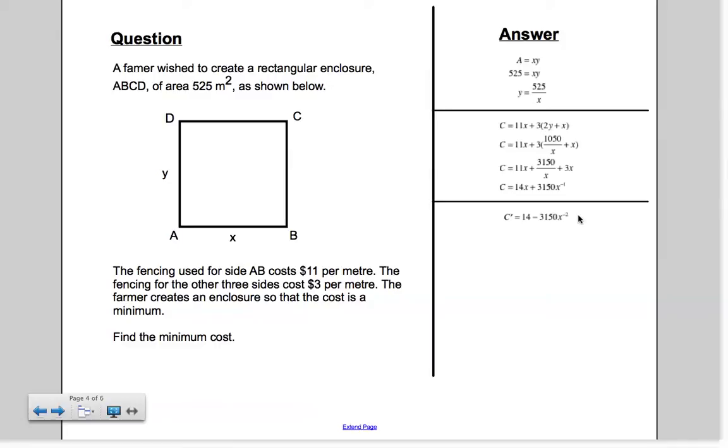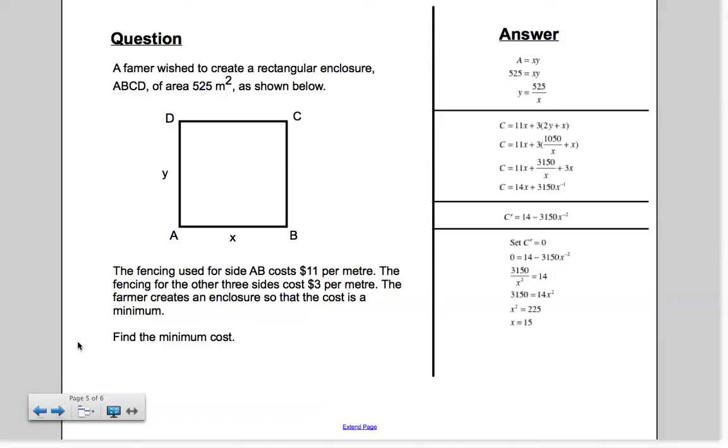And we know that in order to minimize that, you must set it to 0. Setting the derivative equal to 0 and solving for x will give you side length x that is needed to minimize the cost. So set it equal to 0. You move the 3,150x to the -2 over to this side. You multiply out the x squares on either side. And then you divide 3,150 by 14 to get 225 equals x squared. The square root of that is 15. 15 meters is the length of the x side to minimize the cost.